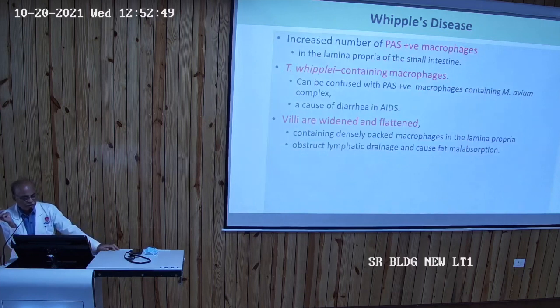The diagnosis is by biopsy showing PAS positive macrophages in the lamina propria of the small intestine. There will be PAS positive staining, and PAS positive macrophages in the lamina propria of the small intestine, and sometimes villi containing macrophages may be seen in the biopsy. Villi are also widened and flattened. So this is the diagnostic biopsy.